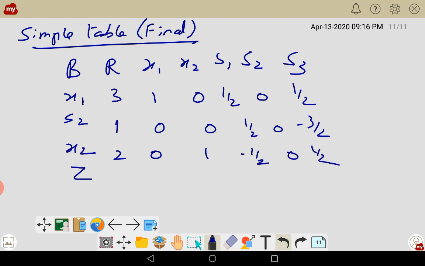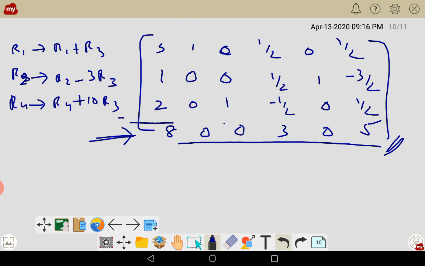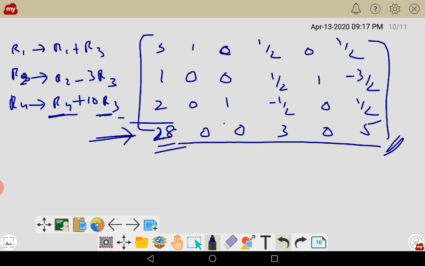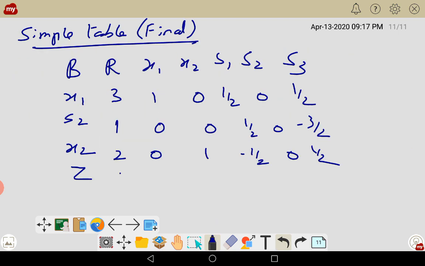That's it. To find this, actually this is 28, not 8. You will solve and get 28. Check this one. R4, row 4 plus 10 times row 3. Go back. Row 4 is 8 plus 10 times row 3. 10 times row 3 is 10 into 2, so 20, and 8 plus 20 is 28. This element is 28. Okay, right? So this is 28 0 0 3 0 5.